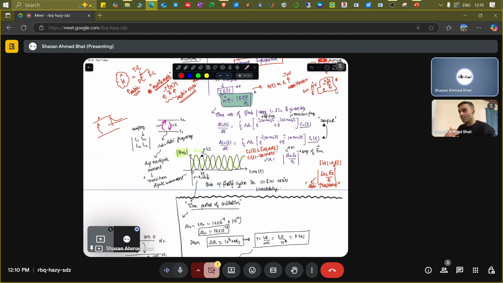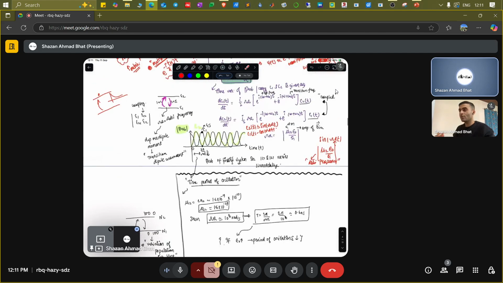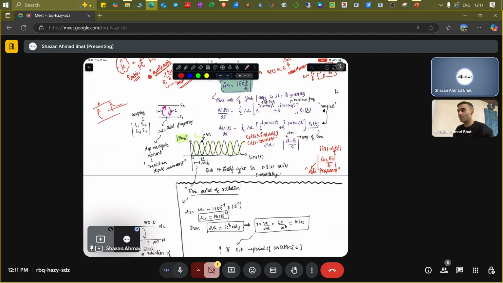Otherwise, if there are some dissipation mechanisms, let's say for example the electron dissipates its energy, maybe in the form of phonons or in the form of non-radiative mechanisms, even radiative mechanisms, then these oscillations will look something like this. These will decay with time. That is what we will show in this upcoming picture. What is going to happen to these oscillations if there are dissipations present in the system?